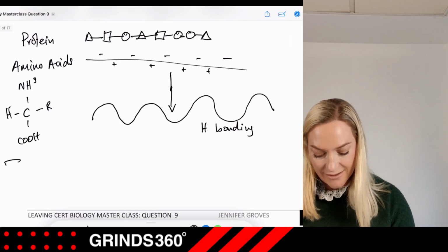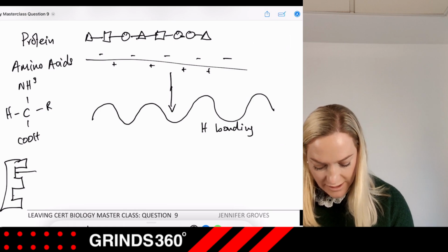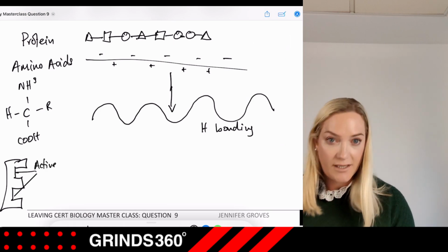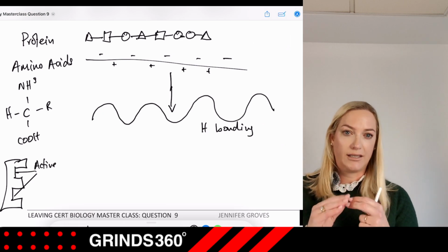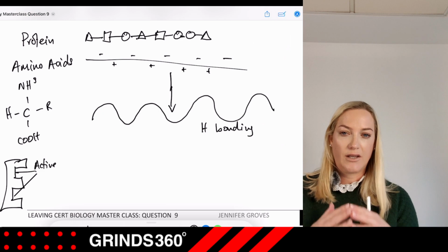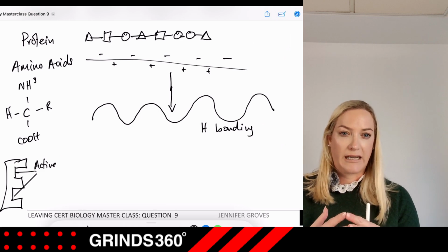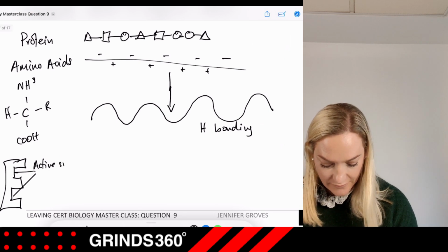Here is an enzyme. The important part here is the active site of an enzyme, which the substrate binds to. The active site slightly changes or alters its shape to accommodate the substrate, to form the enzyme substrate complex to make a product. So this is our active site.